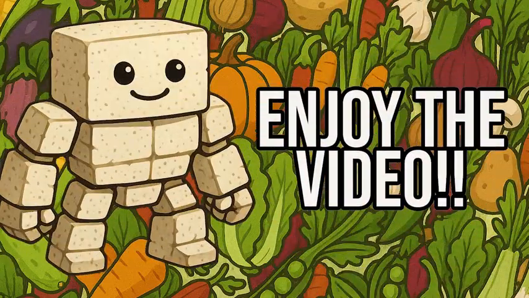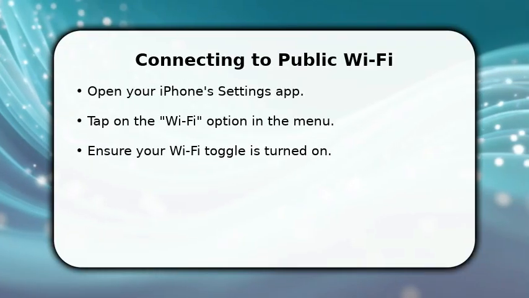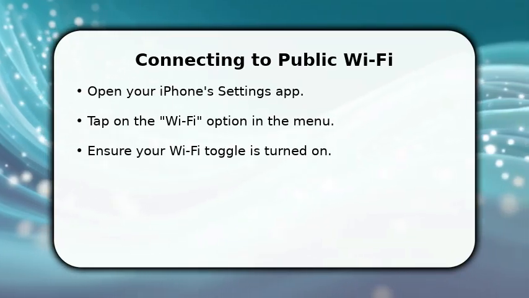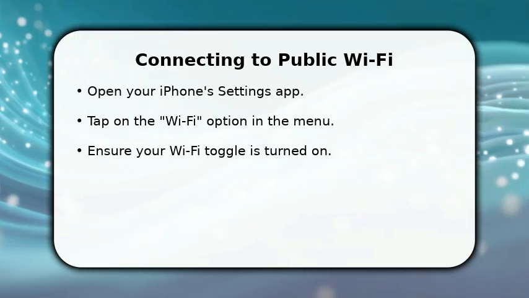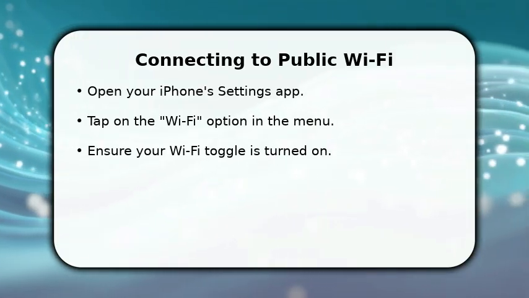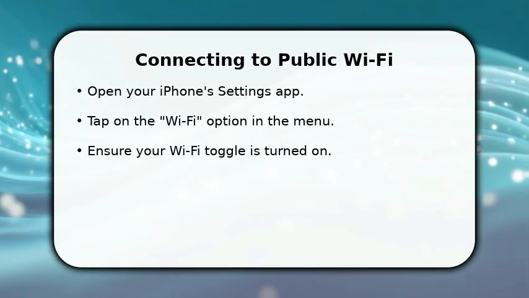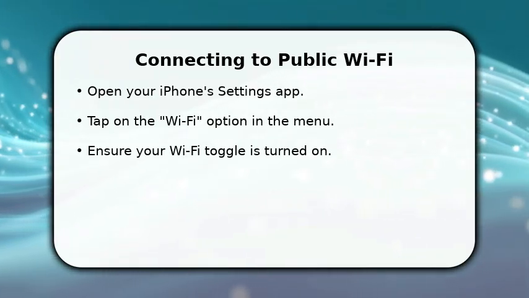Please enjoy the video. In this video, I will show you how to connect to public Wi-Fi on your iPhone. First, locate and tap the Settings app icon on your home screen. Once inside Settings, scroll down a bit and tap on the Wi-Fi option.